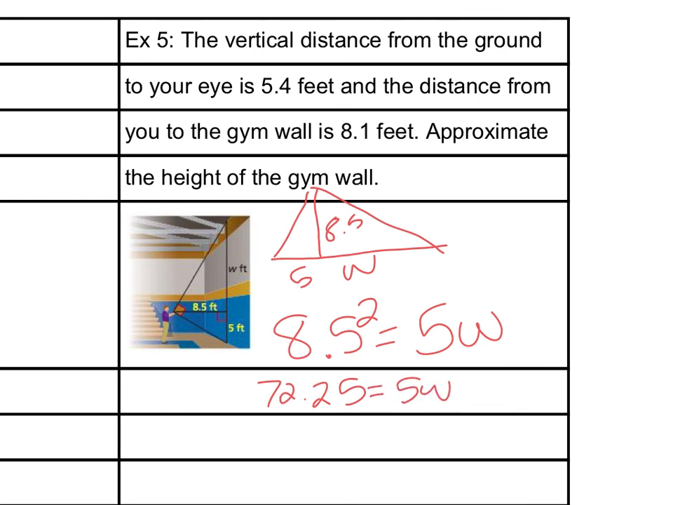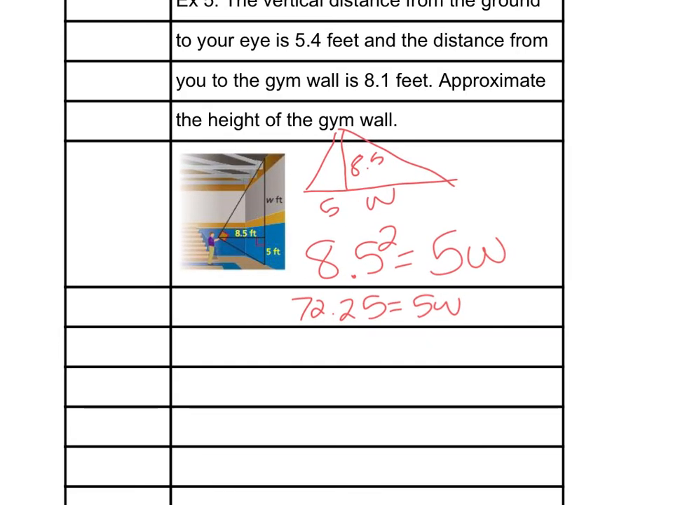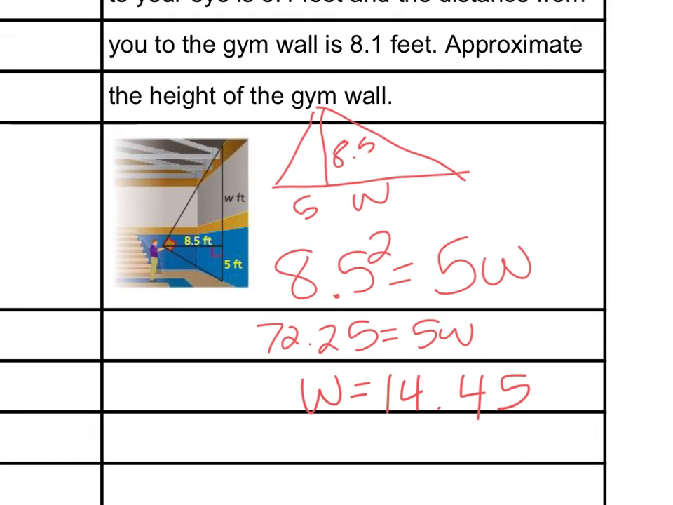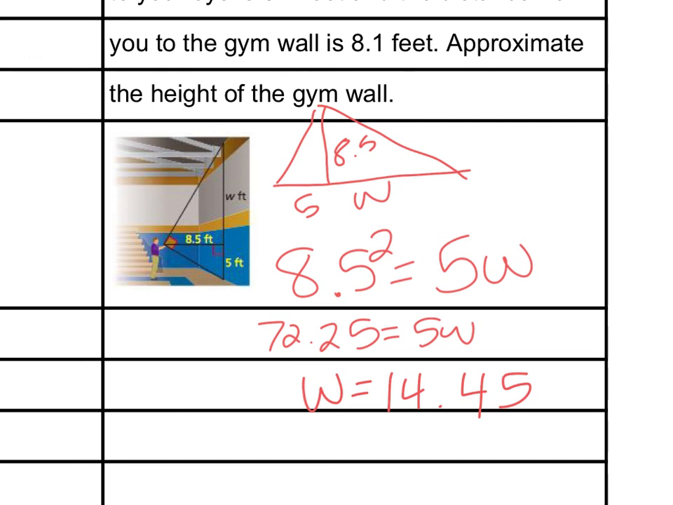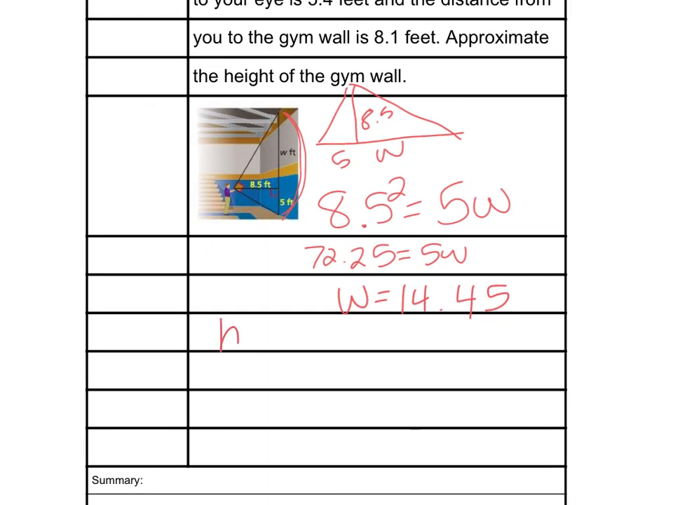72.25 equals 5W. And then we'll divide by 5, and we're left with W equals 14.45. But it says approximate the height of the gym wall. So we're not quite done, because we need to know this total value. So we would add 5 to that. So the height is 19.45 feet.